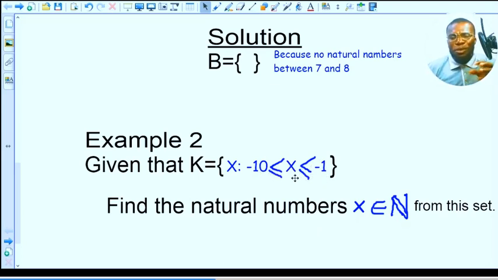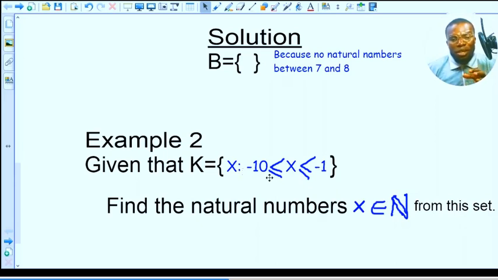And also to remind you, this method of representing a set is called set builder notation. We have learned about it. And the question is, find the natural numbers which belong to X, while X is an element of natural numbers from this set. So we are going to list the numbers.